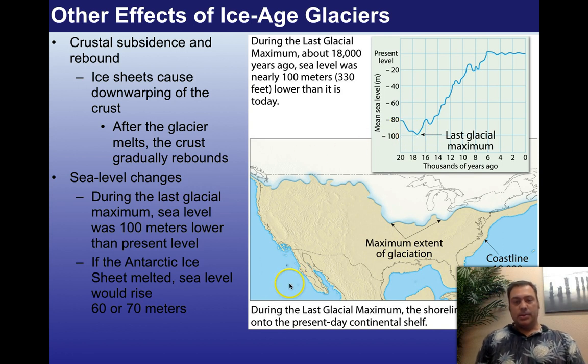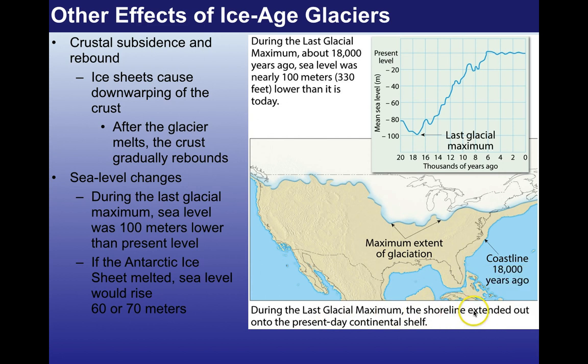This image also shows that during the last glacial maximum, the shoreline extended out onto the present day continental shelf. So the continental shelf, which is currently located offshore, was exposed. In Europe, this was important because it allowed animals and even people ultimately to move from land mass to land mass, such as from continental Europe into England, whereas today they would have to take a boat to do so.